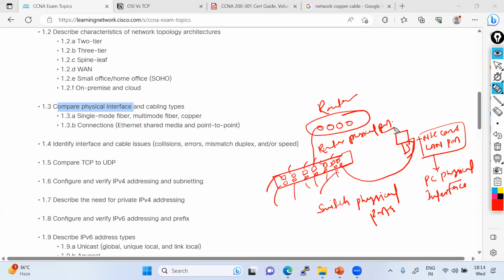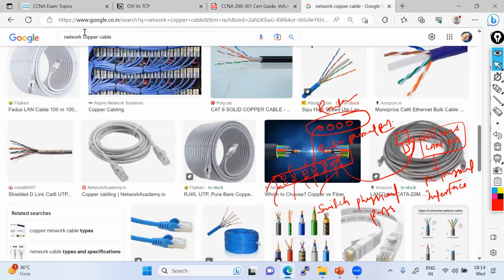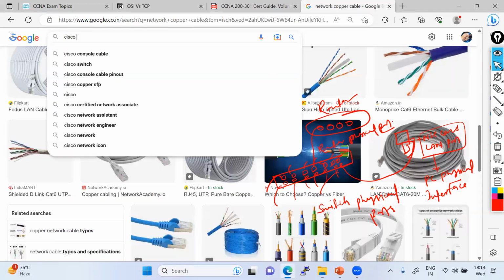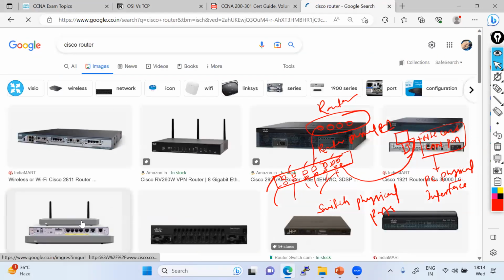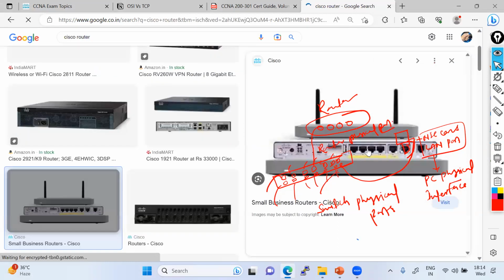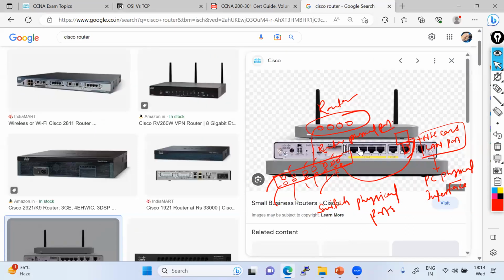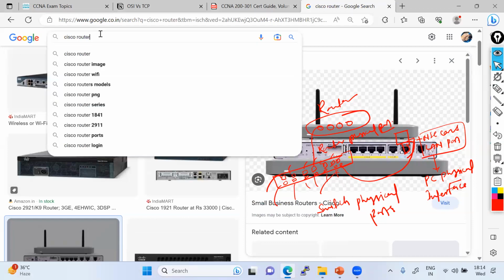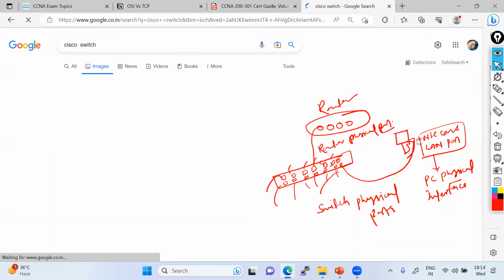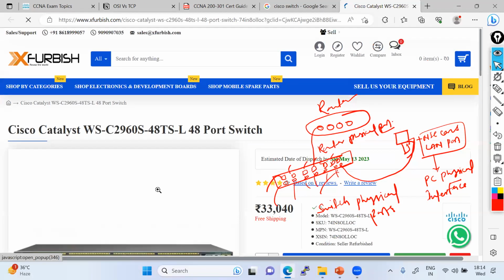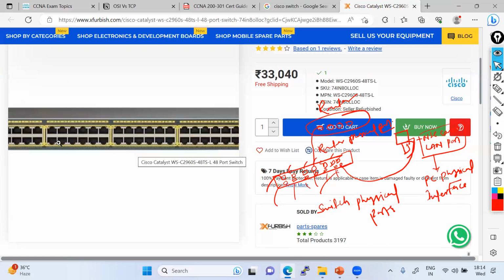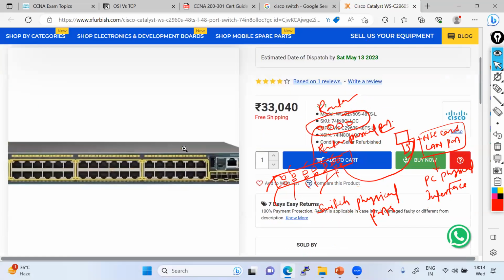Every device has different ports. You can go and see on Google also if you want. If I go here and type in Cisco routers, see, this is a Cisco router. This Cisco router has different ports. These are all the ports, all the Cisco router ports. If you go to the switch, it also has different ports. These are the many ports in the switch, because a switch is going to connect a lot of connections.